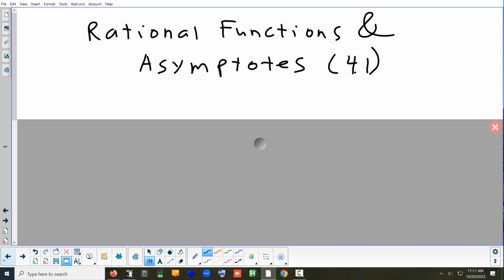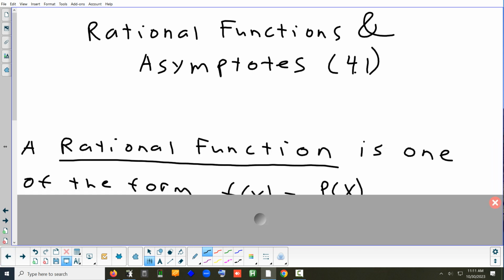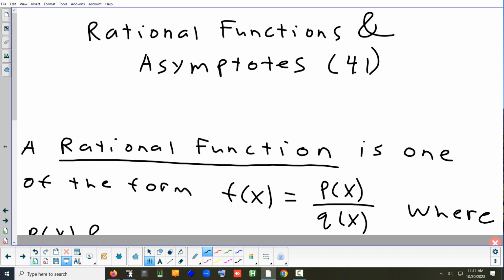So they're all fractions. That's the point of a rational function. It's a fraction. So a rational function is written as a fraction where you have something in the top and then you have something else in the bottom.